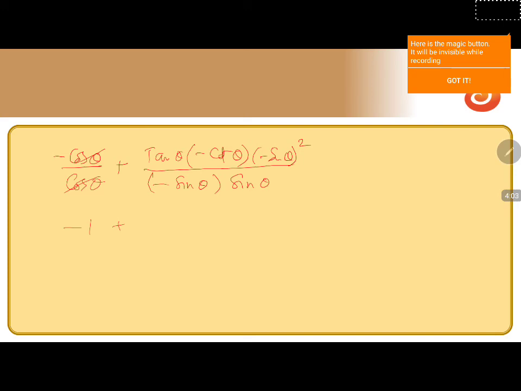This minus and this minus will become plus. So you will get tan theta into cot theta into sin square theta divided by sin square. These two get cancelled. Tan theta into cot theta is 1. Minus 1 plus 1 is equal to 0.